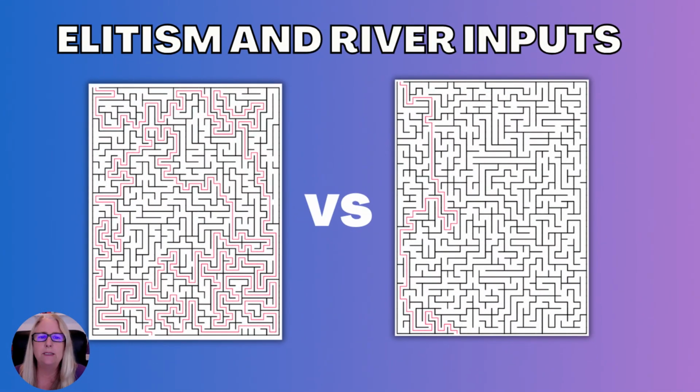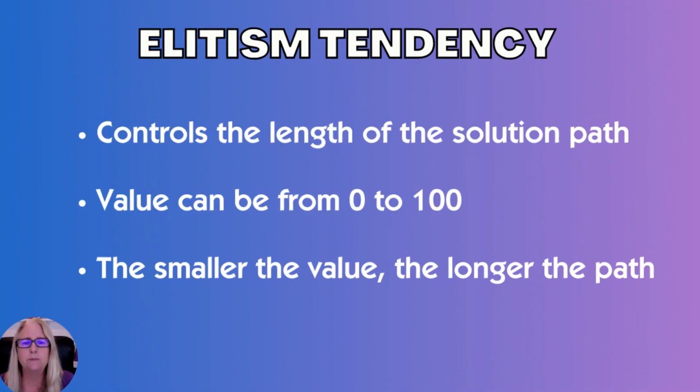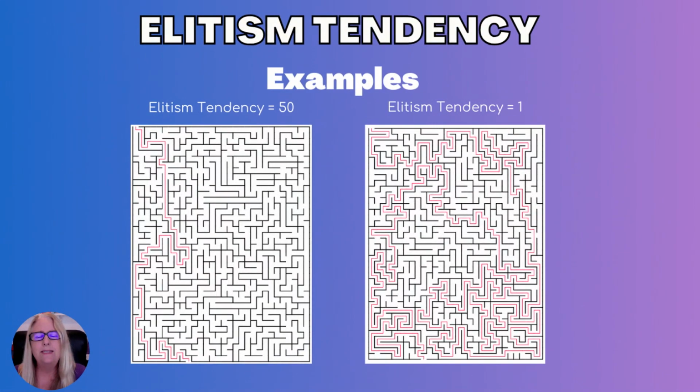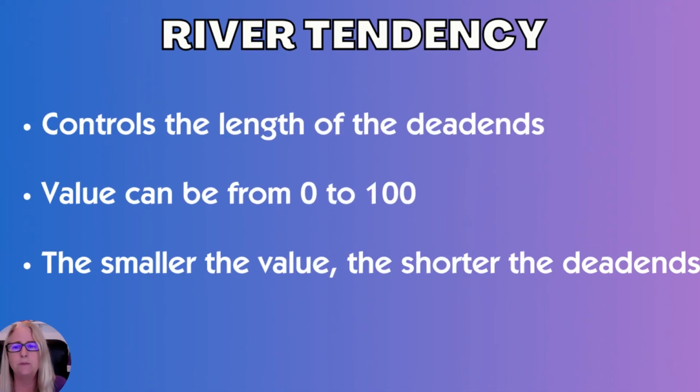Another input for your mazes is the elitism tendency and the river tendency. You can use these inputs to control the difficulty of your mazes. The elitism tendency controls the value of the solution path. The values for this input range between 0 and 100. The smaller the value, the longer the path through the maze. In this example, you can see that an elitism tendency of 50 gives you a fairly straightforward path from the start to the end, but a value of 1 rambles all over the maze between the start and end point.